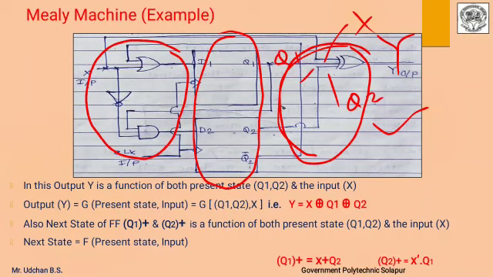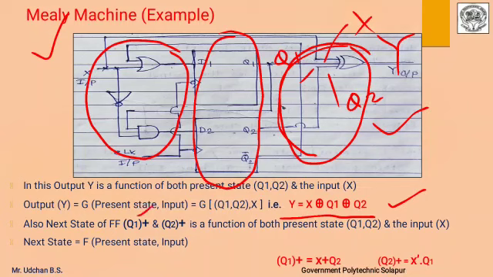So the present states Q1 and Q2 are applied to the XOR gate and an input X is applied to the XOR gate. So the expression of output can be written as: X XOR Q1 XOR Q2. So in this output expression we can see the present states Q1, Q2 and the input X. So we can say that this machine is a Mealy machine as the output is dependent on present state and input.